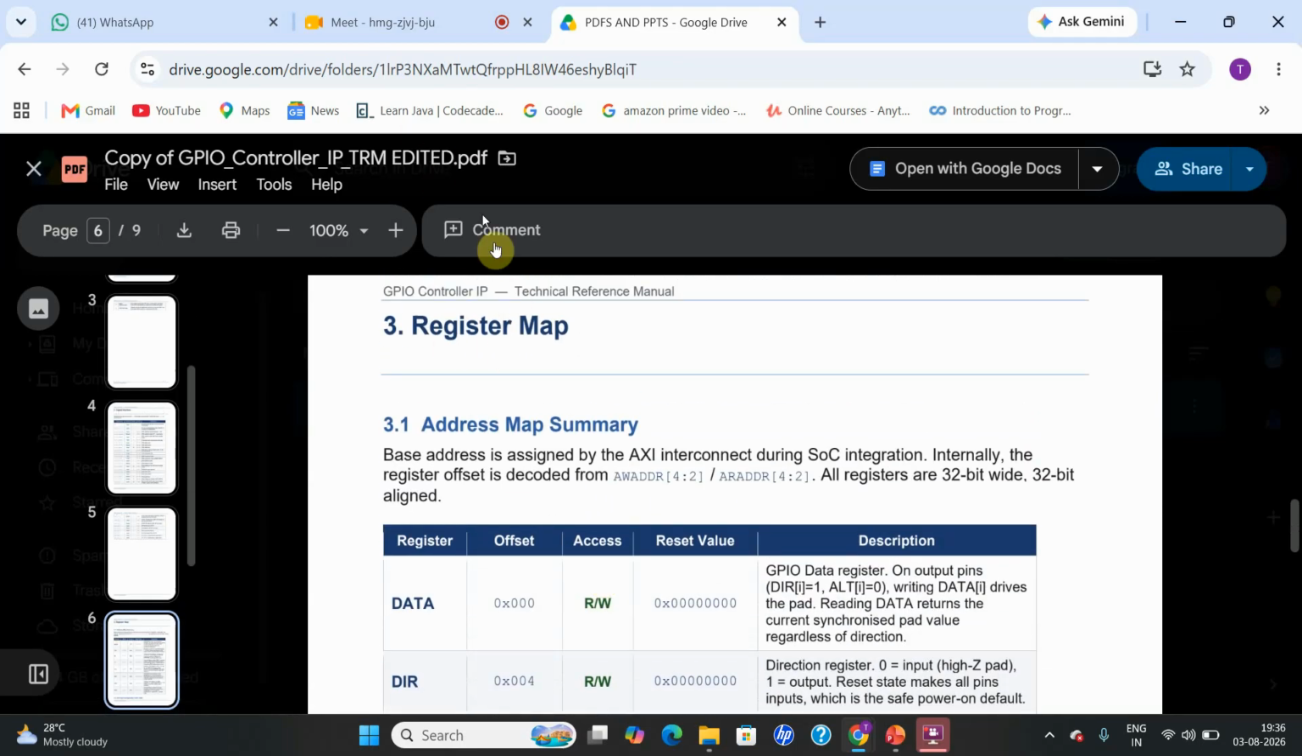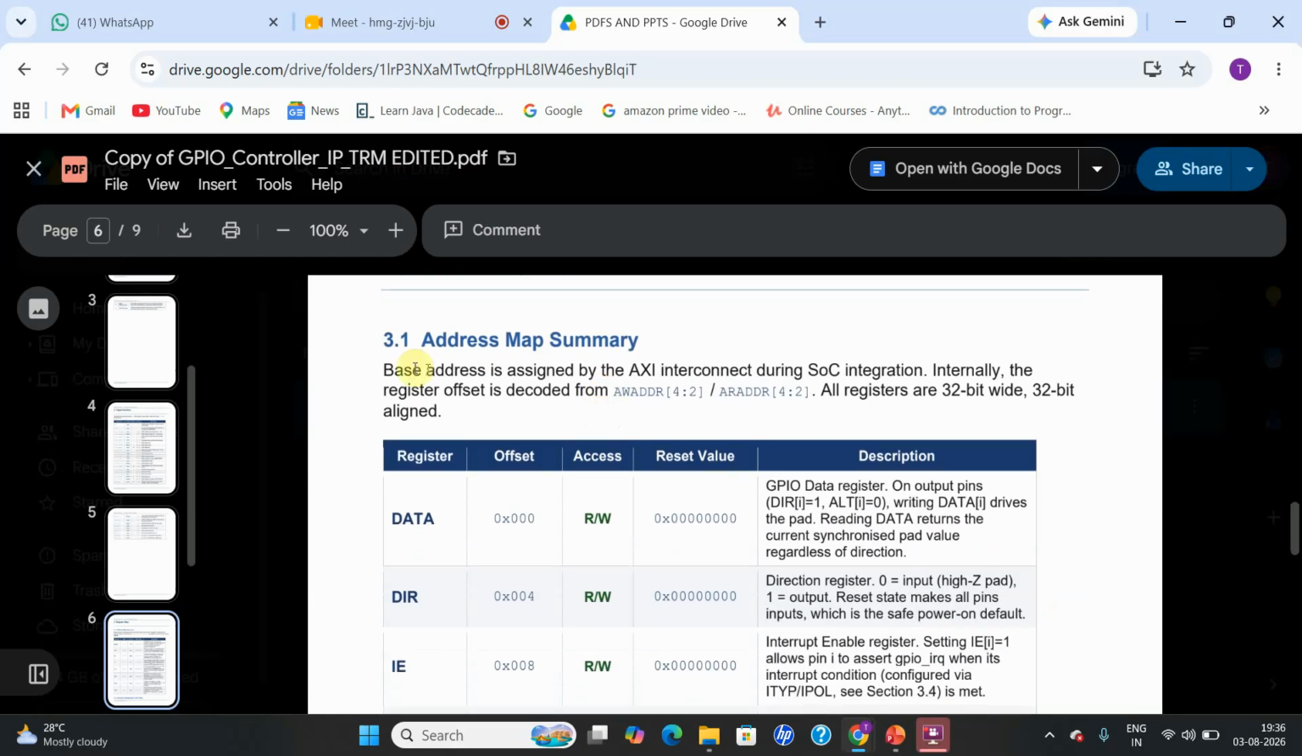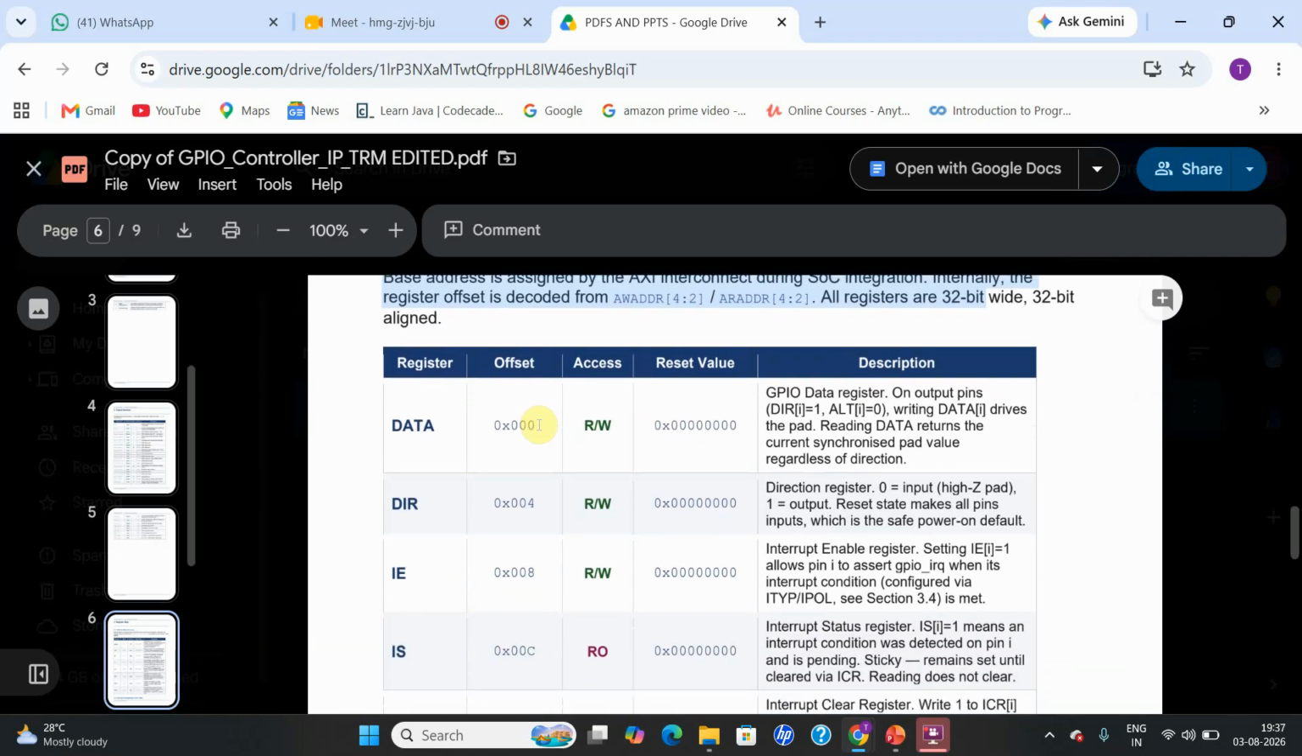So you can open this TRM parallelly with you. Go to page number 6. On page number 6, you have something known as the register map. This is very important. This base address is assigned by the AXI interconnect during SoC integration. Internally, the register offset is decoded from address bits 4 down to 2. All the registers are 32-bit wide, 32-bit aligned. What this is we'll understand later, but first let us understand one important thing.